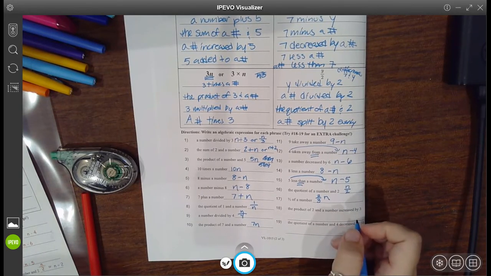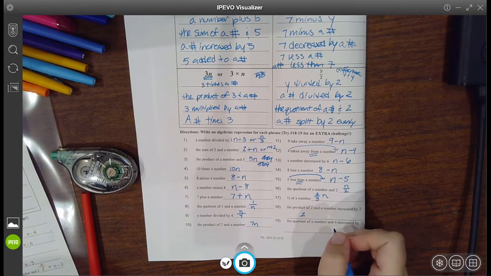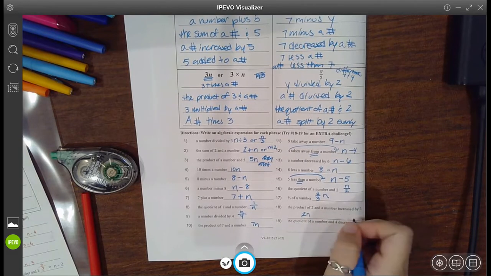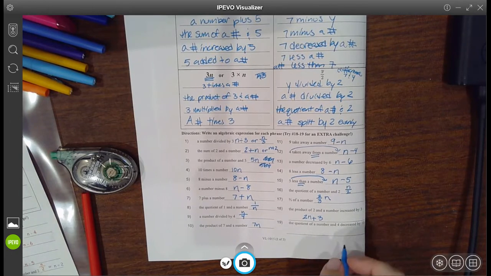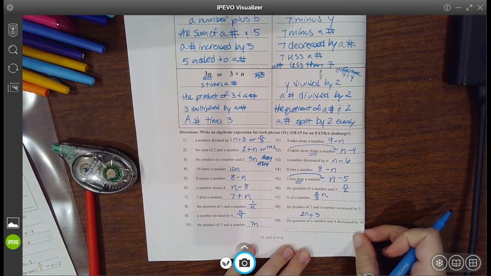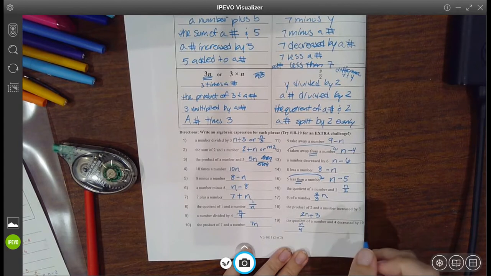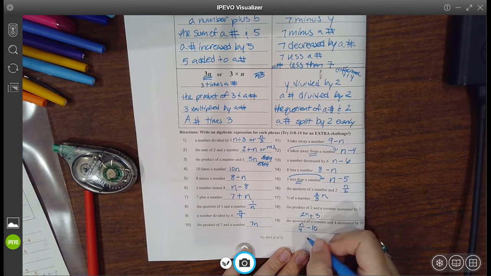The product, so I'm going to multiply 2, and it says the product of 2 and a number increased by 3. So the product of 2 and a number increased by 3. There you go. Same thing. Okay. Right here, the quotient of a number and 4 decreased by 10. So this is the quotient of n and 4, and it's getting decreased by 10. Or if it said 10 taken away from, that would move the 10 to the back as well. So it's n over 4 minus 10.